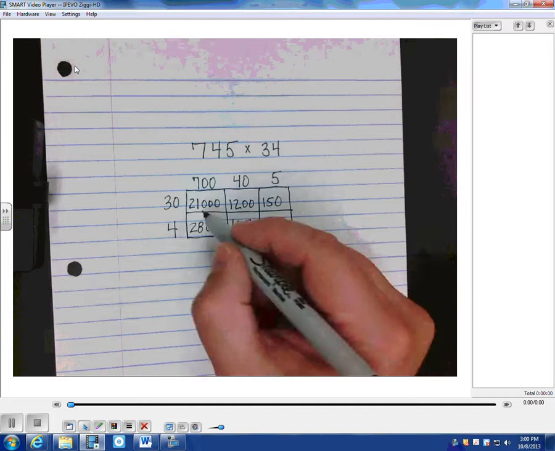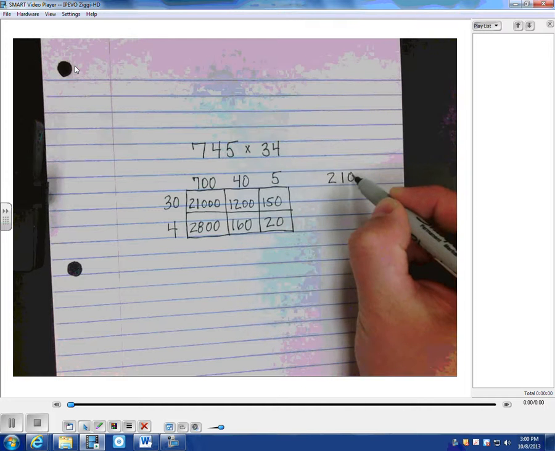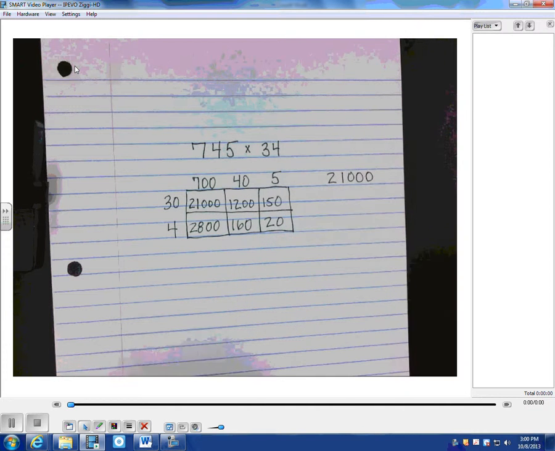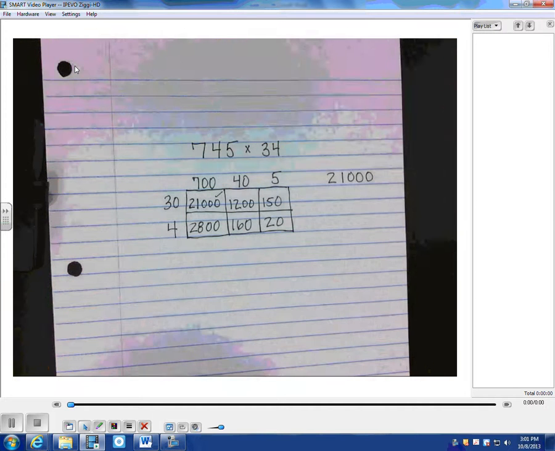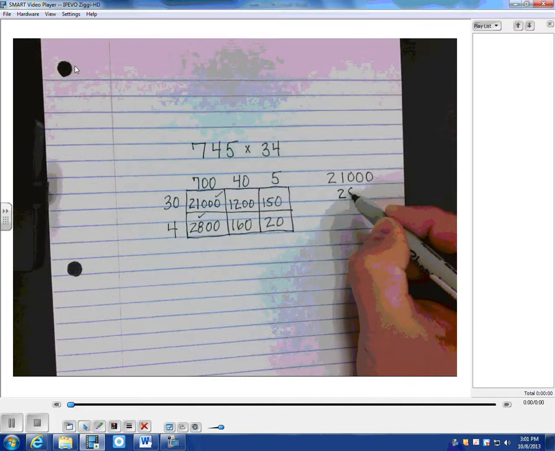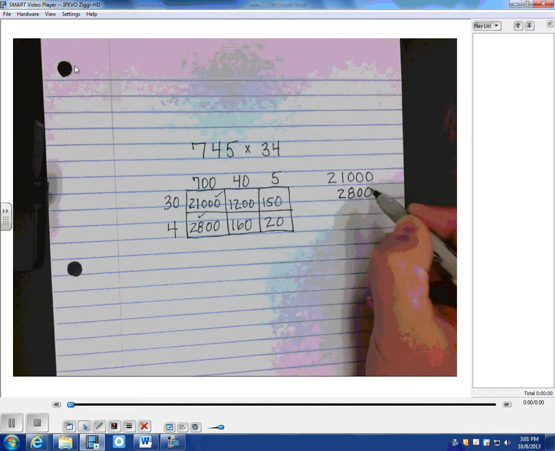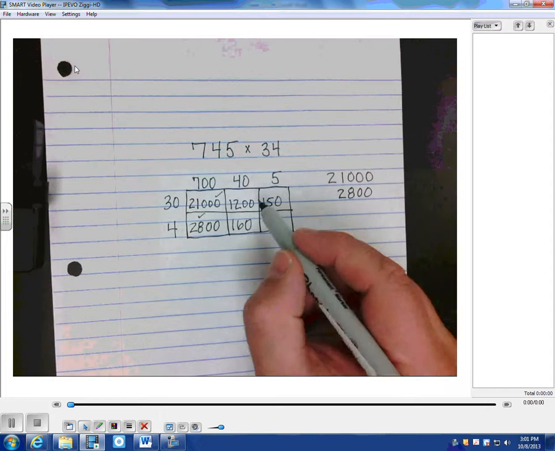So I'm going to start with my biggest number, which is 21,000. And the important part here is lining up your numbers properly. Okay, so I like to put a little check or something so I know I've used it. Okay, then I'm going to go 2,800. And notice how I lined it up correctly. I didn't put the 2 underneath the 2. That's a common mistake. Line it up. Next is 1,200.